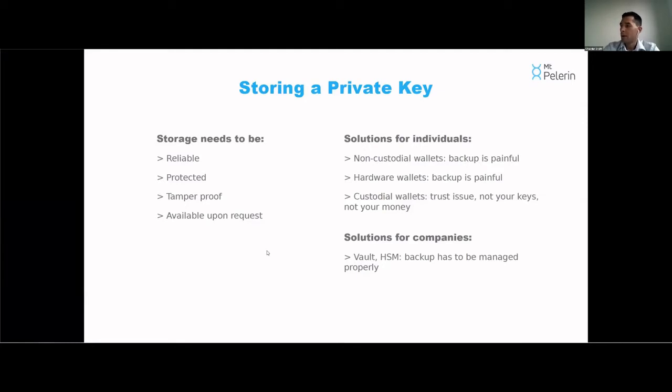And for companies, it's a bit different. Companies used to manage vaults and HSMs, so the backup problem is something they can manage. Of course, it's not easy. But the problem with vaults and HSMs is that they're not practical enough to sign a transaction whenever you want and upon request. Most of the time, people have to go to a data center. They have to be physically next to the device, or in a secure zone next to the device, which makes it not very easy to sign crypto transactions.